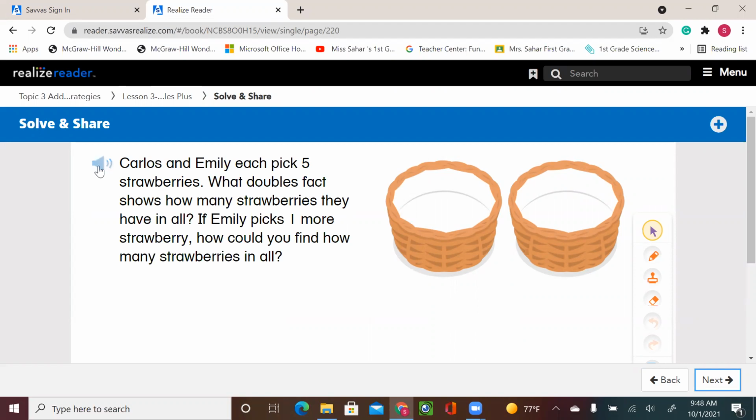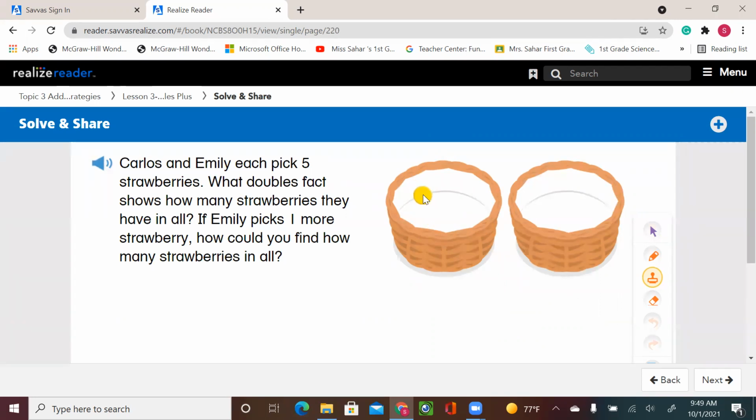Let's try and start. Carlos and Emily each pick 5 strawberries. What doubles fact shows how many strawberries they have in all? If Emily picks 1 more strawberry, how could you find how many strawberries in all? All right. I know this is 2 parts, so let me read again. Carlos and Emily each pick 5 strawberries. All right, so I'm going to put 5 strawberries on each side.